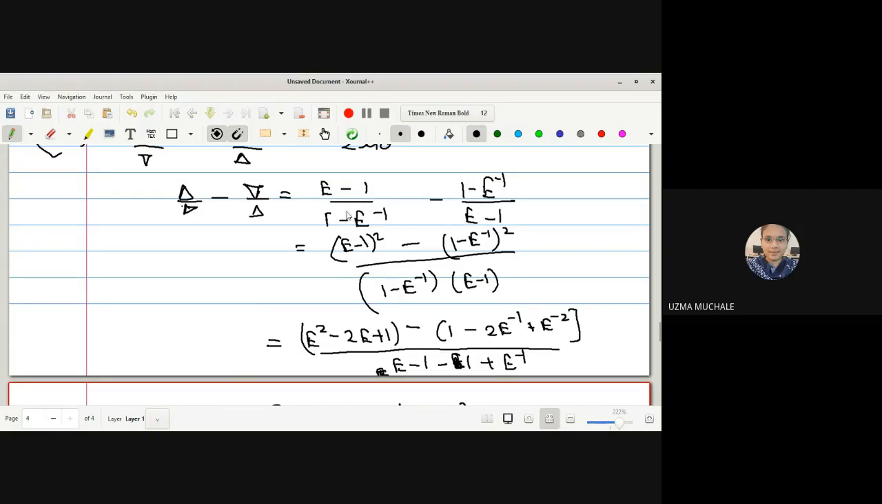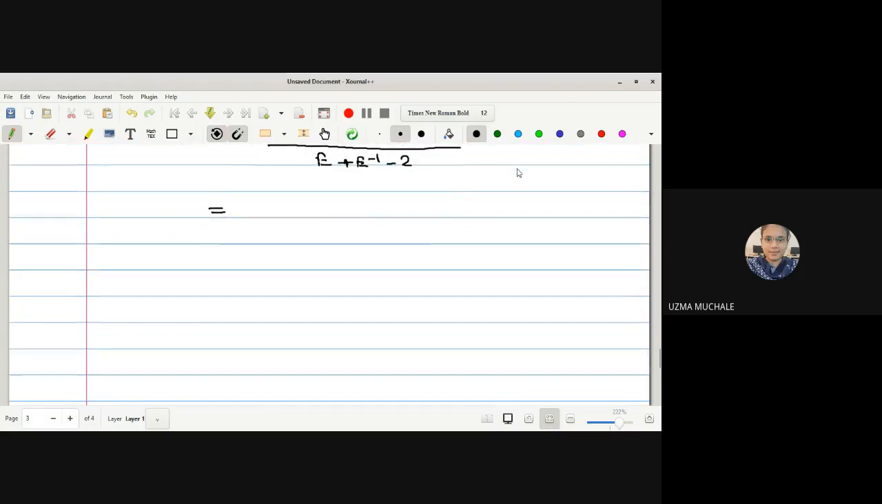The relation is here only. Simply what you have to do, this term we have to evaluate and we will get the relation in only one step. Means that you are not concentrating on the lecture. It's very easy. From the first step itself, we can find out the relation.